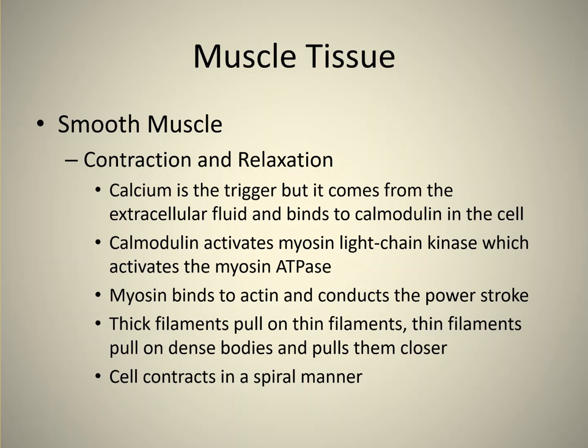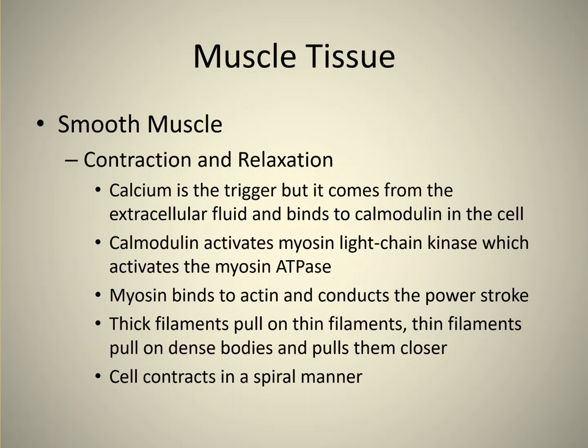Okay, let's finish up with slide 52 here on smooth muscle, contraction, relaxation. Remember, calcium is the trigger, but it comes from extracellular fluid and binds to calmodulin in the cell, not to troponin like in skeletal muscle. Calmodulin activates an enzyme called myosin light chain kinase, which activates the myosin ATPase. Then myosin binds to actin and conducts a power stroke.